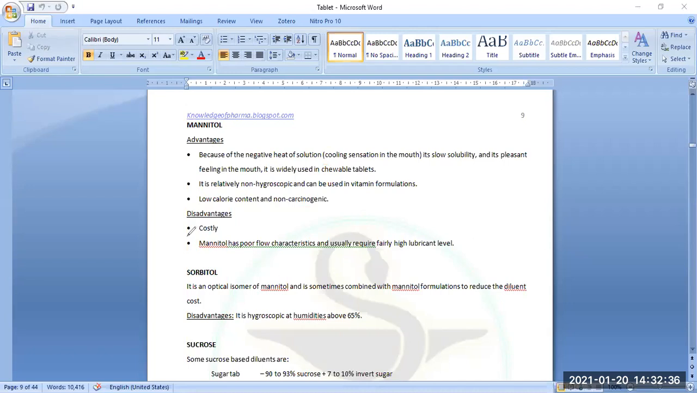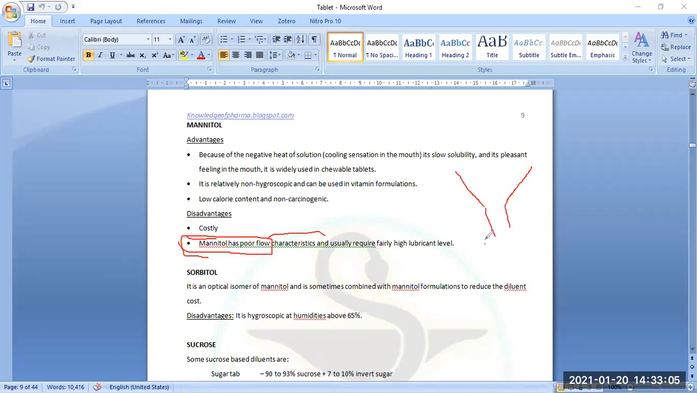What is the disadvantage of mannitol? It is costly as compared to lactose, starch, or glucose. Mannitol also has poor flow, so you have to add some additional ingredient to improve the flow property of your tablet. Why? Because flow is a very crucial parameter that affects tablet formulation.